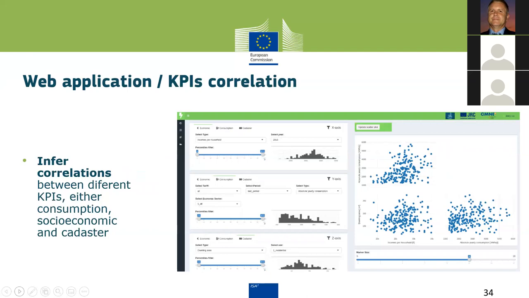The last tab is related with KPIs correlation, which is made to infer correlations between the socioeconomic data and cadastral data, economic data, and the consumption KPIs, and could be used in order to understand if there are some tendencies that follow a certain relation. And I think that it's one of the things that we need to work harder on in the future in order to boost their application in real situations. Go next, please.